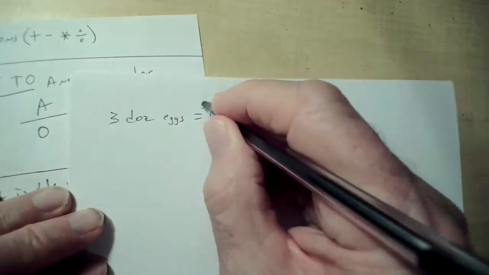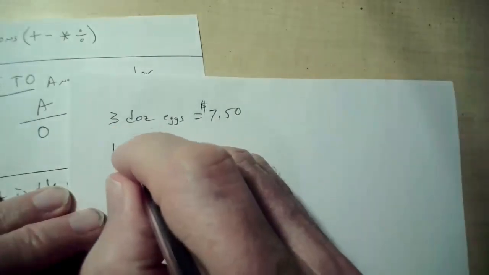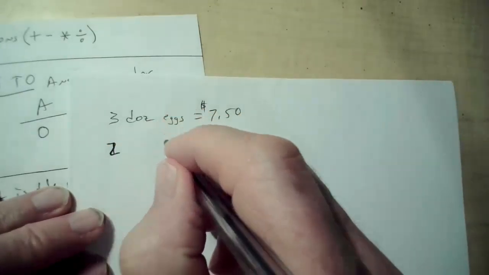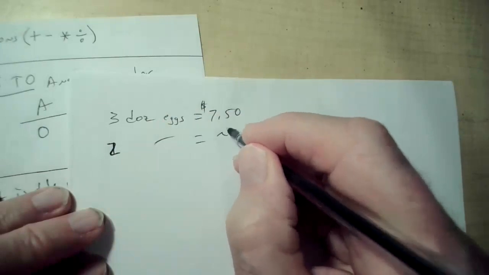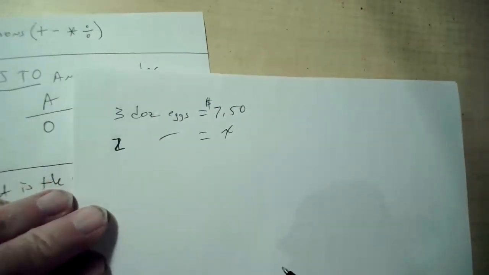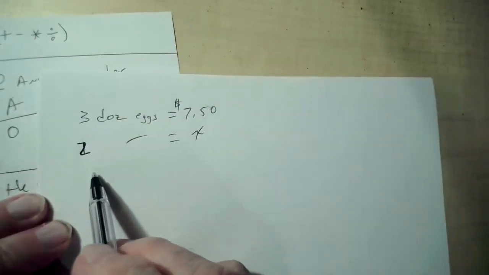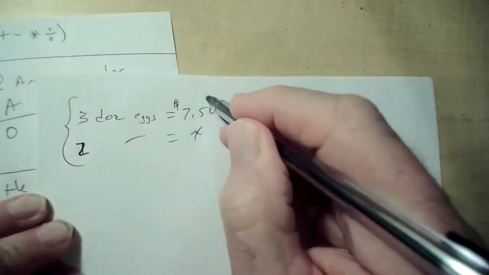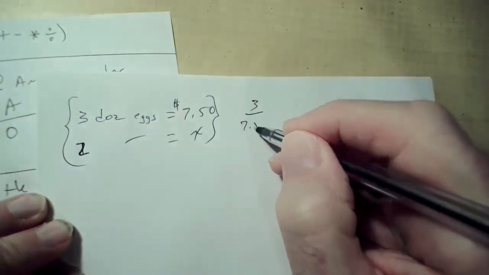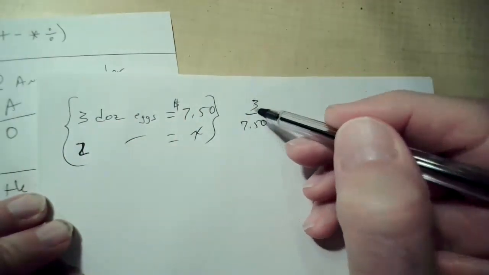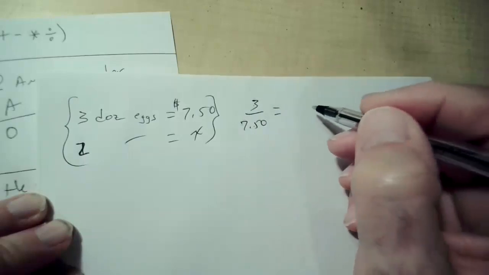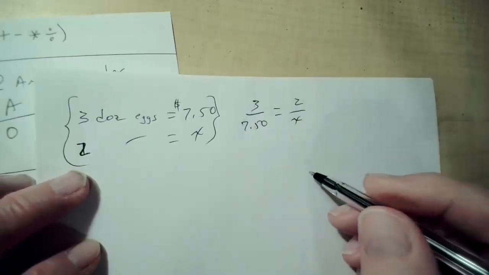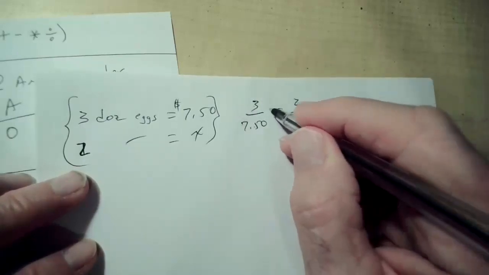3 dozen eggs cost, or what is it anymore, $7.50. How much would 1 dozen eggs cost? No, let's not use a 1. Let's use 2. So 2 dozen eggs cost how much? Again, we set up a proportion. 3 is to 7.50, dozen to dollars. And on this side of the equation, the same thing. 2 dozen is to how many dollars?